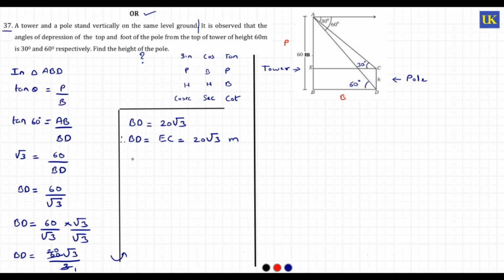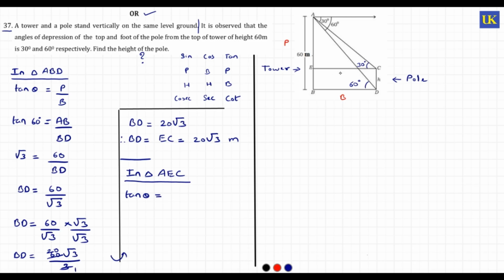Now we will consider triangle AEC. Here we considered this triangle AEC. Now I will be trying to find AE. So AE, and we know EC. Again I will be taking tan theta only, because we have to take one side which we know and another side which we have to find out.